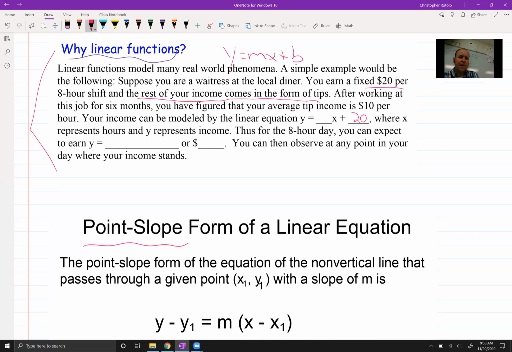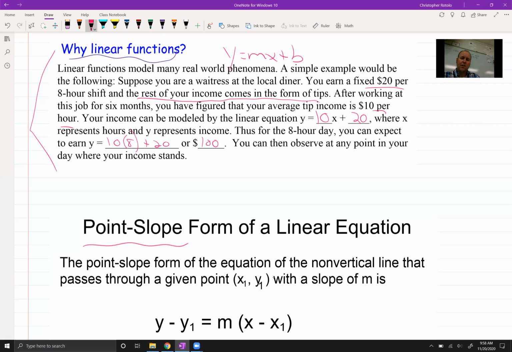So here we have, after 6 months, you figured out that your average tip income is $10 an hour. Okay, so that means that's per hour. So that should be tied in to an x here, where x represents the hours, y is the income. All right, so thus for the 8-hour day, you can expect to earn 10 times 8 plus 20. All right, so that's 80. That's $100 to work 8 hours.